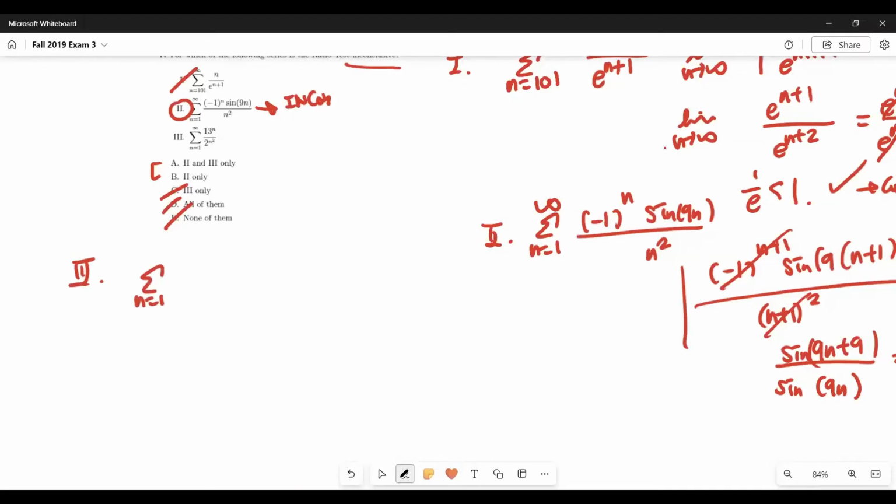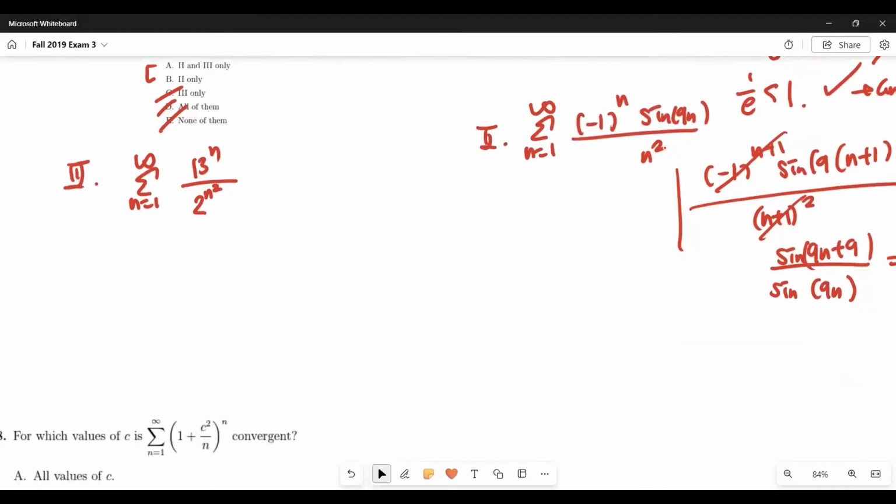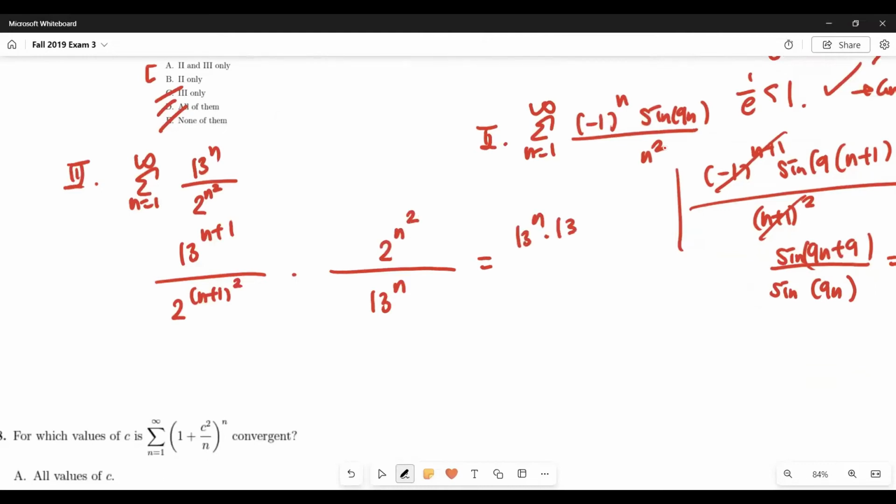The sum from n equals 1 to infinity of 13^n over 2n squared. That's interesting. Okay. So let's apply your lovely ratio test. 13^(n+1) over (2(n+1)) squared, divided by, which is multiplied by the reciprocal, so 13^n over 2n squared. So this will be 13^n times 13 over 13^n times 2n squared over 2(n+1) squared, right? So this will be cancelled out, so 13 will be left.